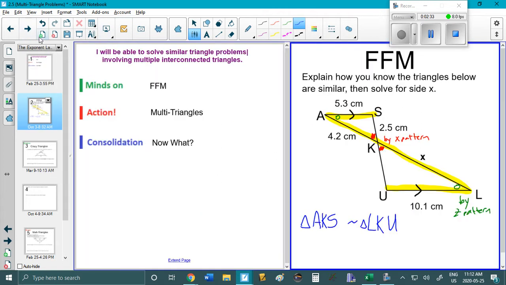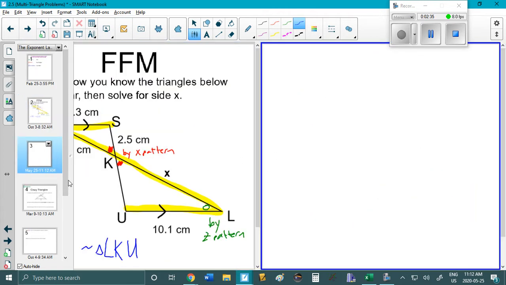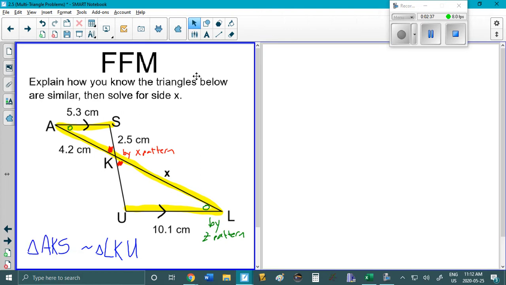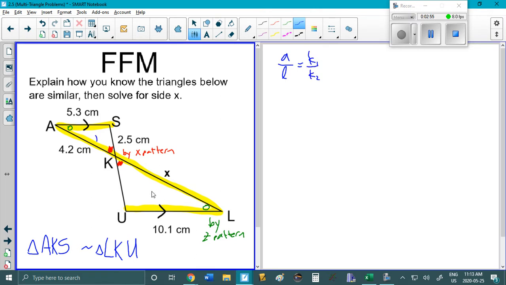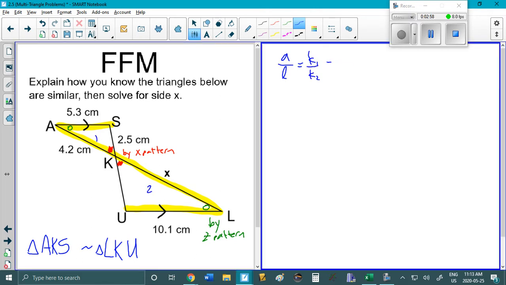Now that you have that part, I hope that you're able to do the second part, and that is to solve for side x. So please go ahead and try to do that. And pause and do it. Okay, so with the similarity statement, we know that A over L is equal to K over K. We'll call it K1 and K2. This will be 1. This will be 2. And that is equal to little s over little u. Now we plug in everything we know.